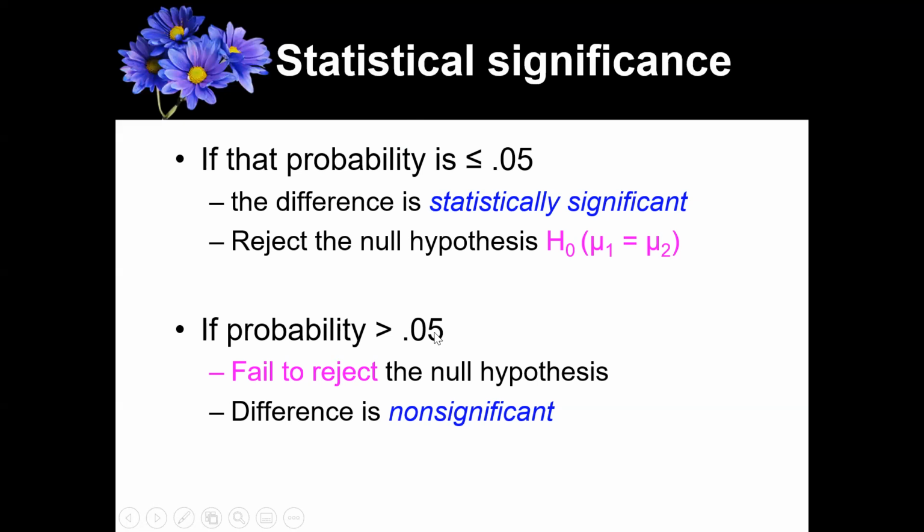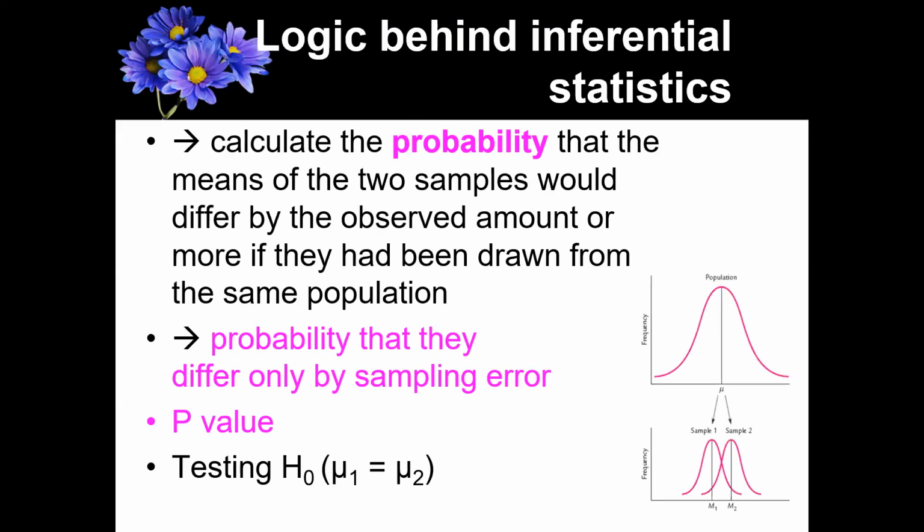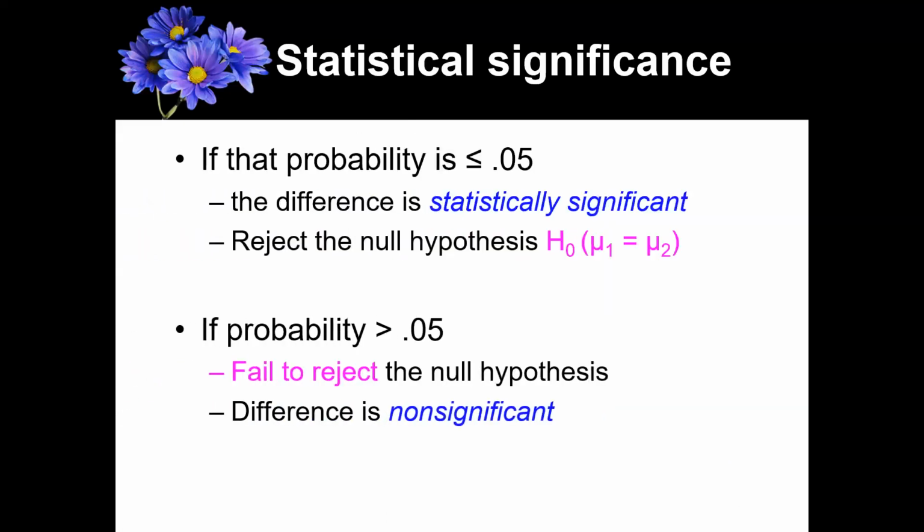So again, put that in an example. If we find that the difference is such that the odds of getting that difference just due to sampling error is high enough, we're going to say, well, it probably was just sampling error, and we don't actually have evidence that the populations differ. Right? That's what we mean when we say fail to reject the null hypothesis.